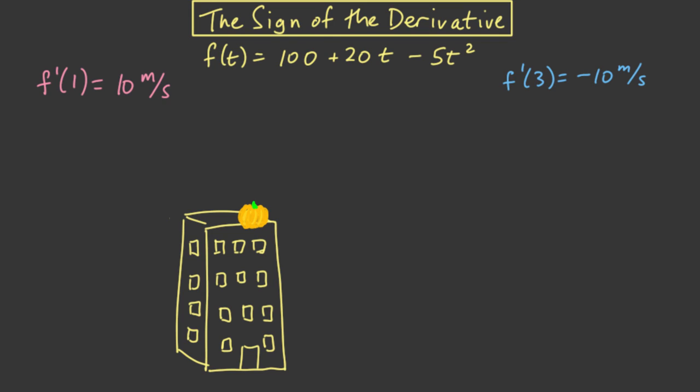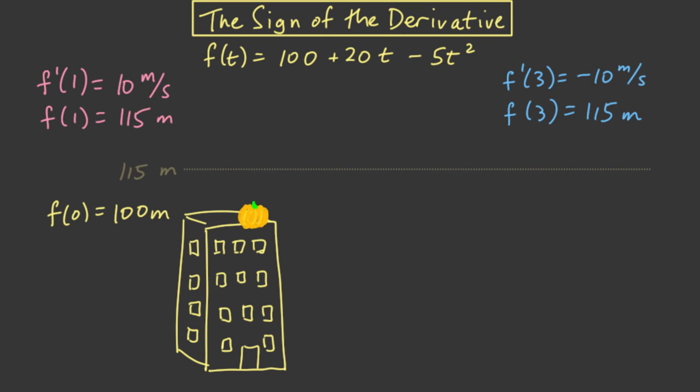Well, let's think about where this pumpkin has been, where its position has been. At time t equals 0, f of 0 is 100 meters. That's the height of the building, where the pumpkin starts. We also calculated in the last video that f of 1 was 115 meters, and f of 3 was also equal to 115 meters. So if we think about it, we can figure out what's going on.